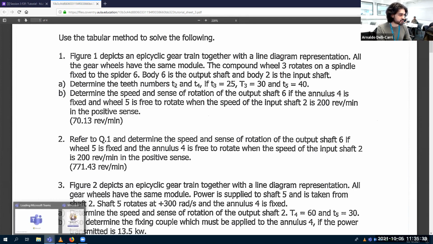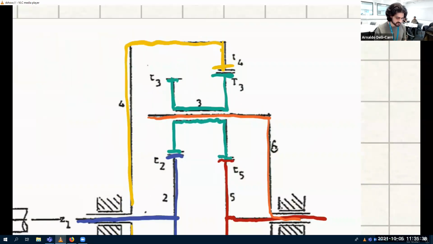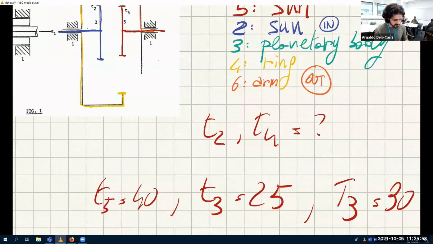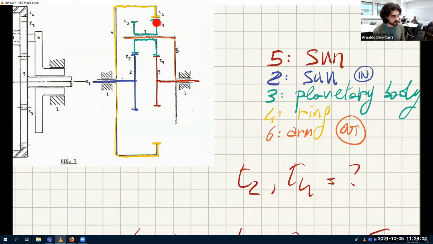Now let's look at the picture. Look at body 3. Body 3, as we said, has 2 gears. That means they are not the same gear. One is larger, one is smaller. The smaller gear is small t3. The larger gear is capital T3. So it's just saying that the number of teeth on this dumbbell are not the same. We have 25 on this side and 30 on this side. All right? Okay.